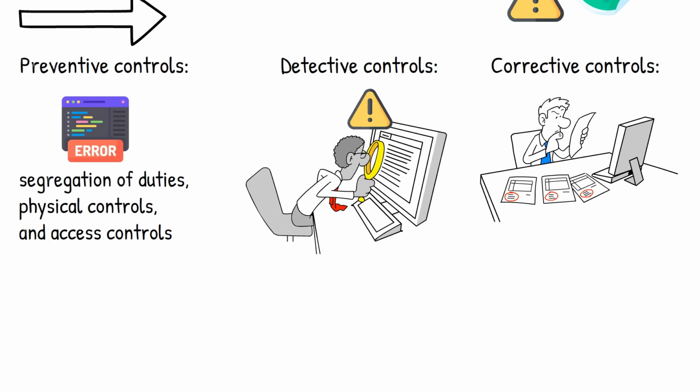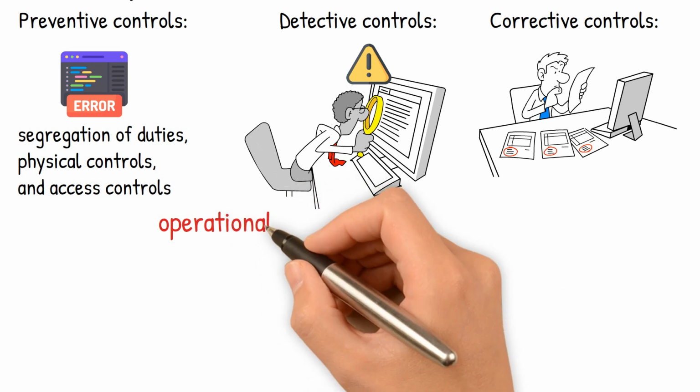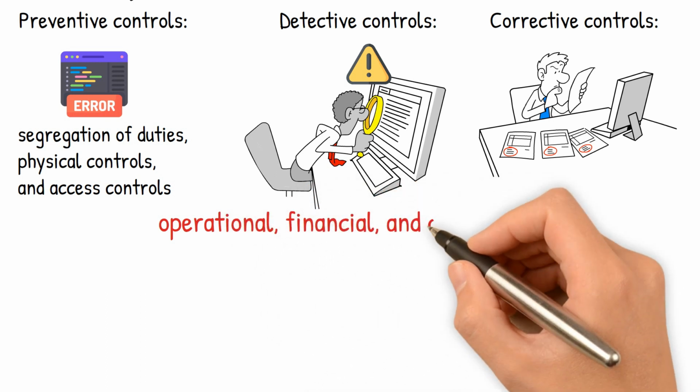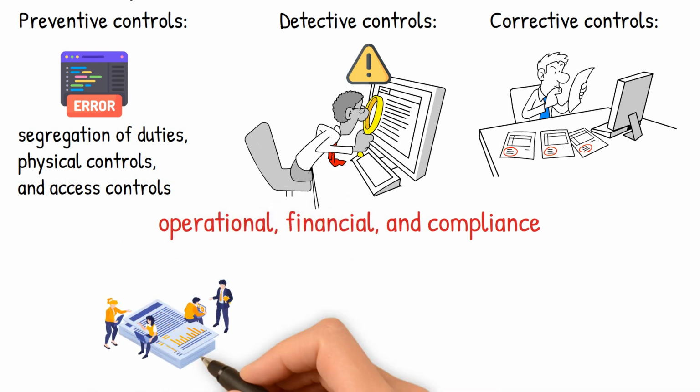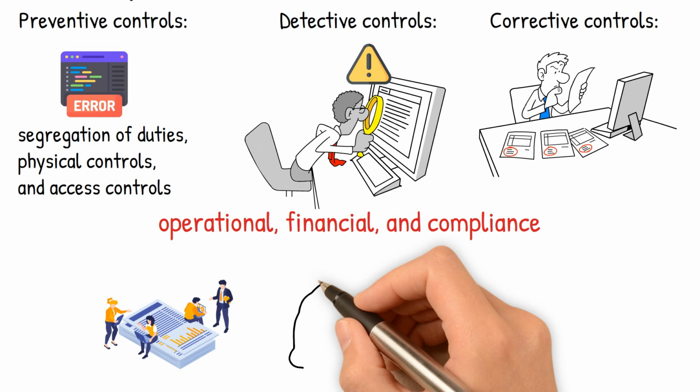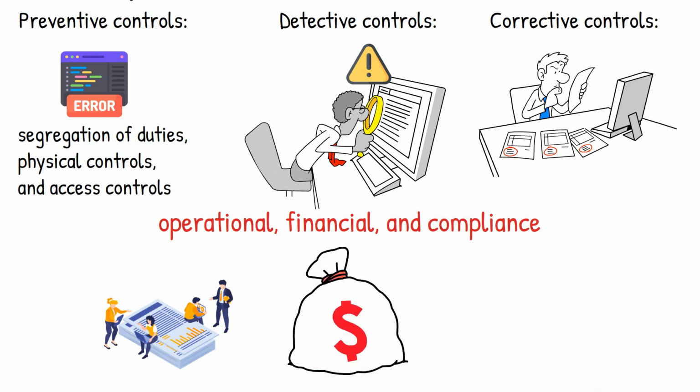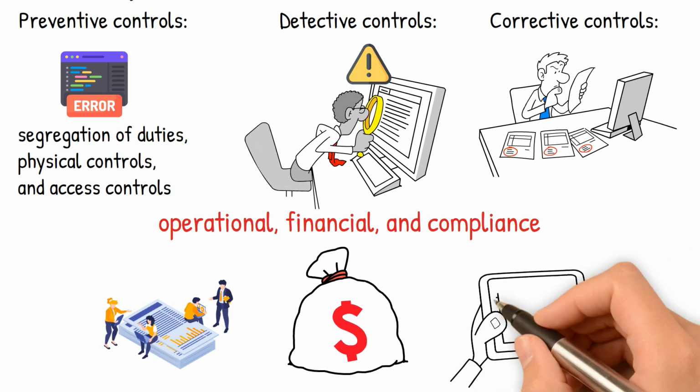Internal controls can be implemented at various organizational levels, including operational, financial, and compliance. They are essential to maintaining the integrity of the financial reporting process and ensuring that the organization operates legally and ethically. Adequate internal controls can prevent financial losses, protect the organization's reputation, and promote the long-term sustainability of the business.